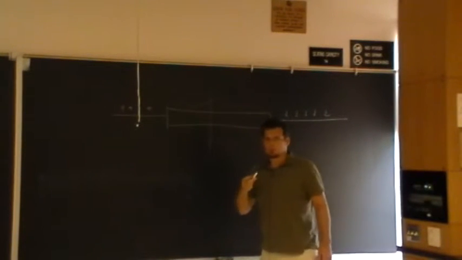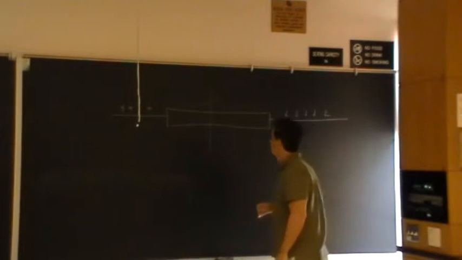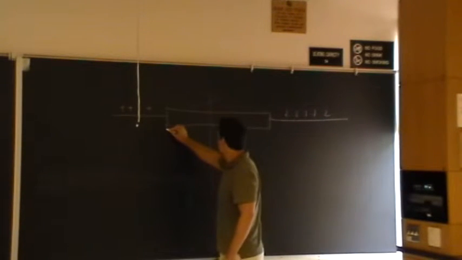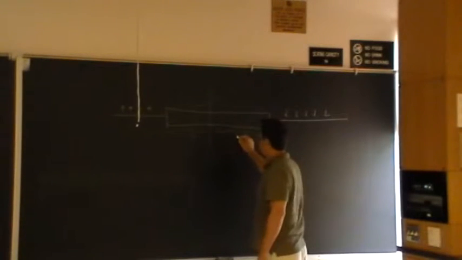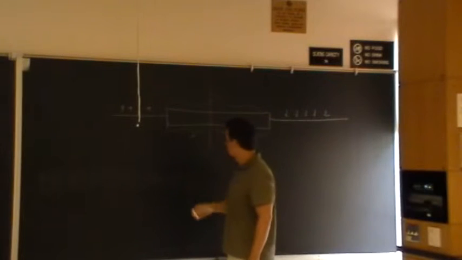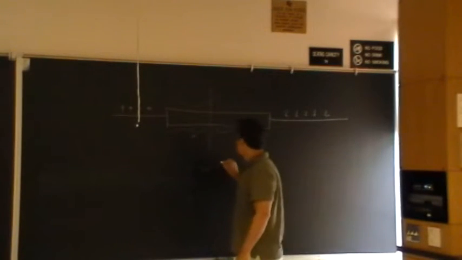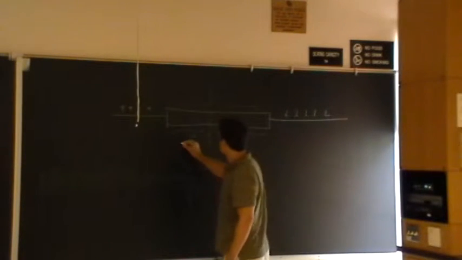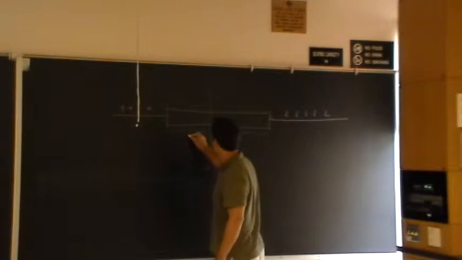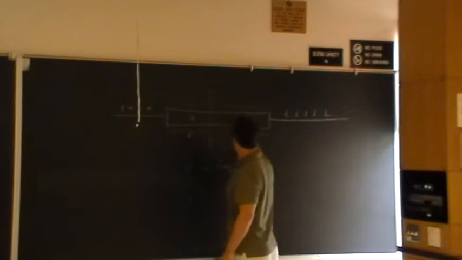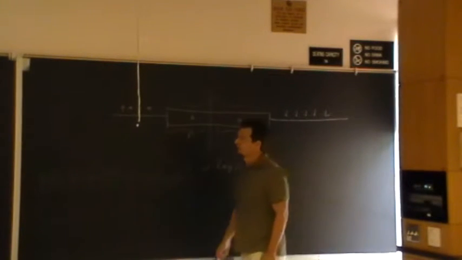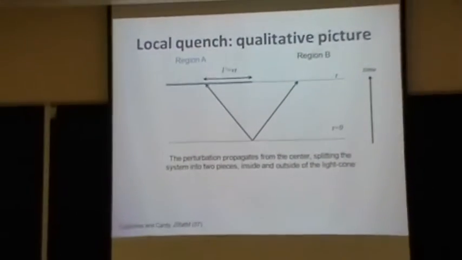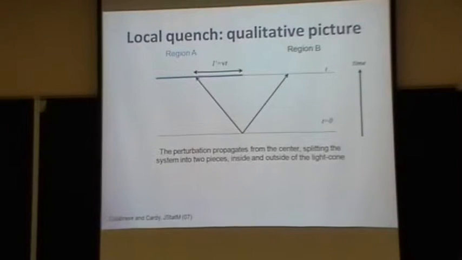And this is kind of what Matt Hastings told you a few days ago. If we look at the entanglement of this piece A with this piece B, what we're going to see from conformal field theory is that the entanglement is going to grow as log of L prime, where this length is L prime. So we see that in a local quench, the entanglement between the two subsystems is going to grow as log of L prime, and L prime is V times T.